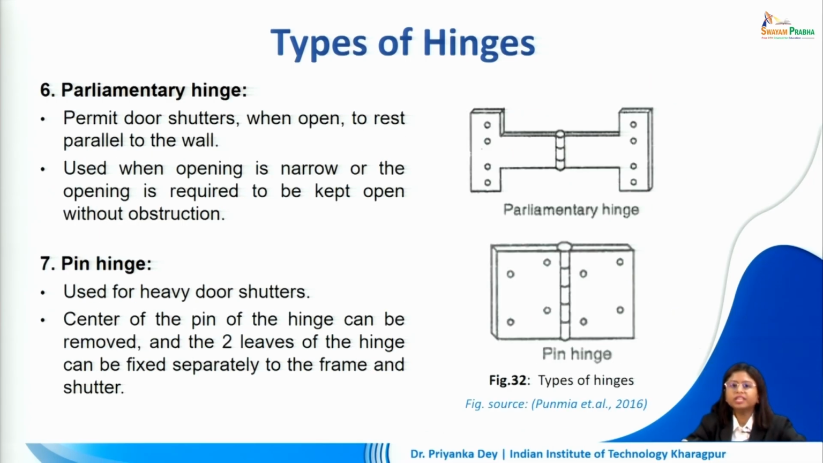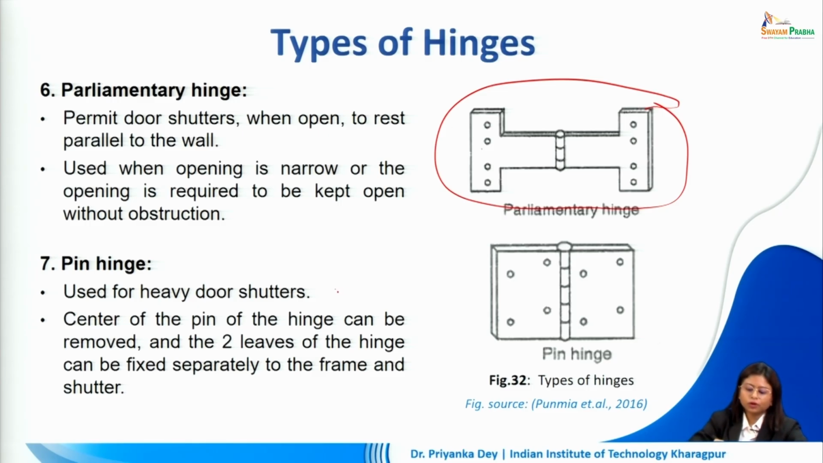The parliamentary hinge permits door shutters when open to rest parallel to the wall. So they can be opened up all the way and they can rest parallel to the wall, and they are used when the opening is narrow or the opening is required to be kept open without obstruction. The pin hinge is used for heavy door shutters. The center of the pin of the hinge can be removed and the 2 leaves of the hinge can be fixed separately to the frame and shutter.